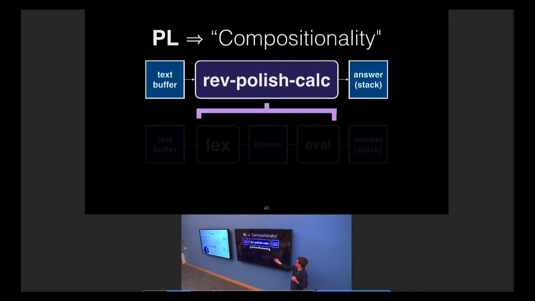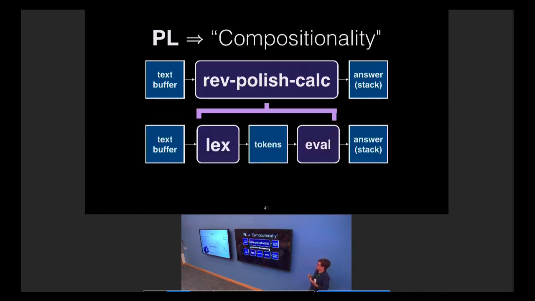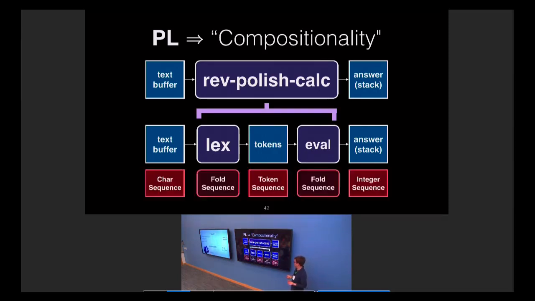The input is a text buffer. The answer is a stack of some kind. And PL basically says, well, we should think about decomposing this to make it simpler. So if I can separate it into some function that lexes the text buffer into a sequence of tokens, then it's easier to write an evaluator that evaluates those tokens. And if I think a little bit more carefully, the text buffer is just a sequence. The lexer is basically folding over the sequence. The tokens are another sequence. The evaluator is another fold. So it's all just sequences and folds over sequences. So if we can do that, then we can solve this problem. Okay?